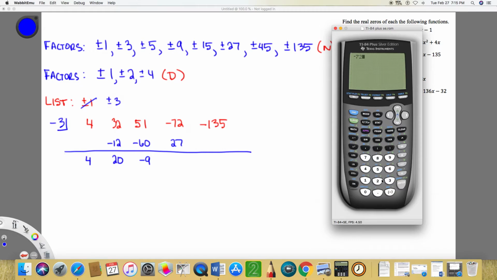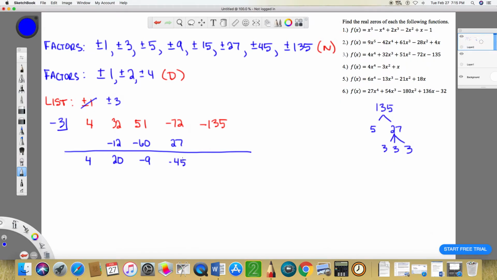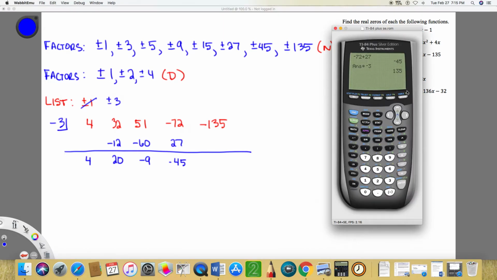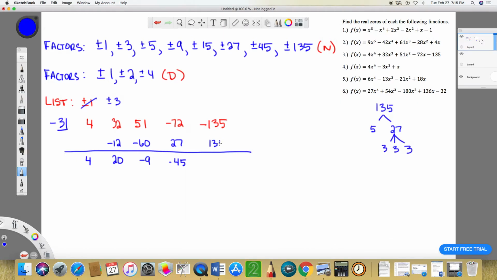Negative 72 plus 27, and then times negative 3. Oh, hey, what do you know? I was wrong. See, that's why I use a calculator, and that's why I freely admit that I'm not good at mental arithmetic. I didn't think that was going to be a 0. All right, so we found one. Well, big deal, because that was a degree of 4, and this is now a degree of 3, and we've got to keep looking in the list.